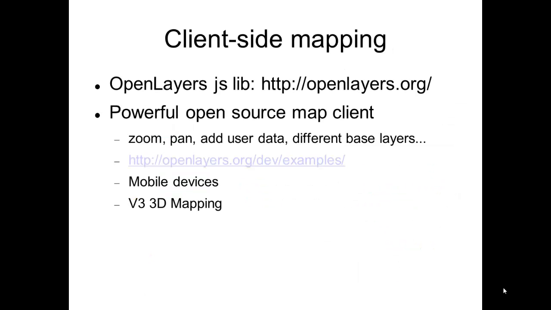As I mentioned, the mapping part of the interface, because the mapping side is only a small side in this application, uses the OpenLayers JavaScript library, which is a very powerful open source map client. It supports zoom, panning, adding user data, and different base layers. So for example, you can change between showing the Google Maps layers, the Microsoft Bing layers, or OpenStreetMap layers relatively easily. There are little tools that allow you to toggle between those. It also allows you to develop on mobile devices and indeed 3D mapping, not that I used any of those functions.